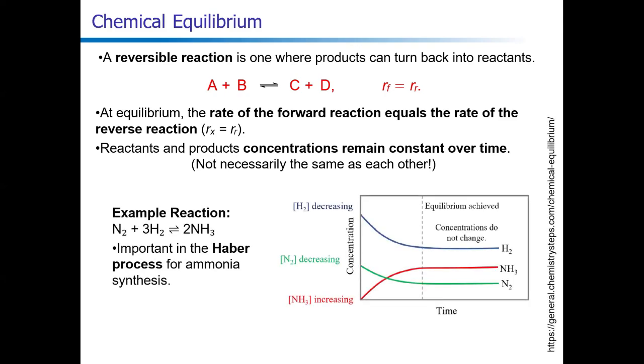Nitrogen plus 3 hydrogens reversibly forms 2 ammonia. This is the Haber process, one of the most important industrial reactions. We use this to make ammonia, the key precursor for fertilizer.